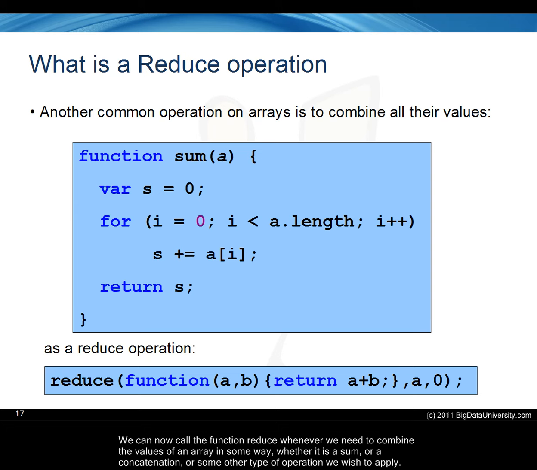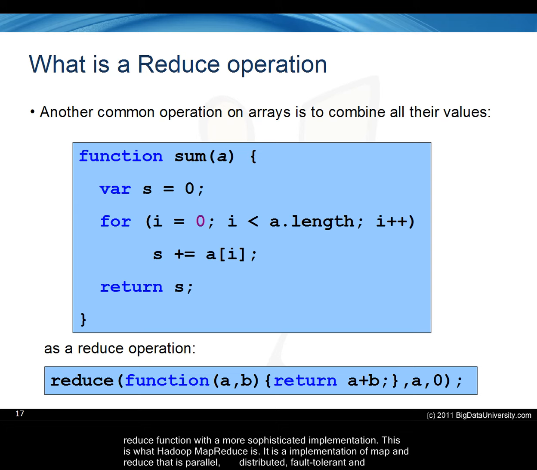We can now call the function reduce whenever we need to combine the values of an array in some way, whether it is a sum, or a concatenation, or some other type of operation we wish to apply. Again, the advantage is that, should we wish to handle large amounts of data and parallelize this code, we do not need to change our program. We simply replace the implementation of the reduce function with a more sophisticated implementation.